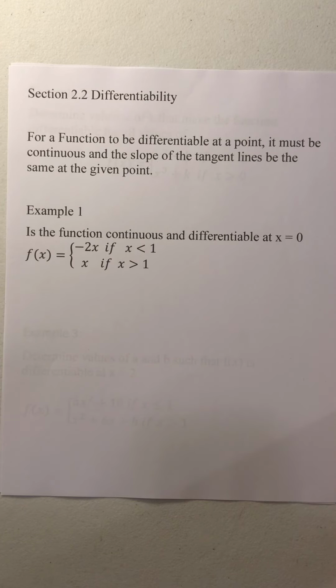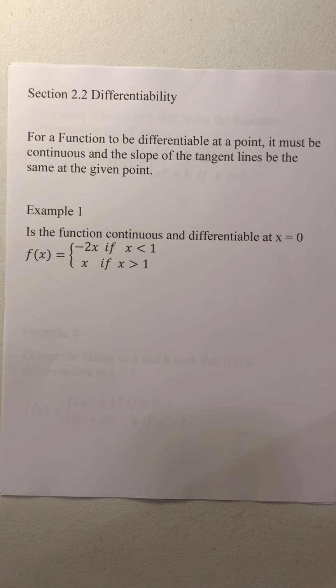Today I want to continue our discussion on differentiability, what it means to be differentiable, and some problems that we're going to see with being differentiable. For a function to be differentiable at a point, it must be continuous. Remember, to be continuous, three rules have to be true: the value has to exist, the limit has to exist, and the value has to equal the limit.